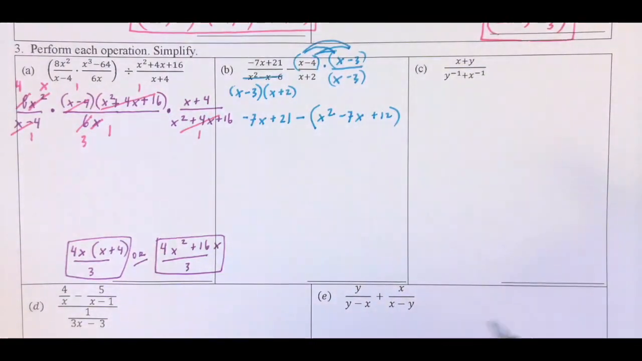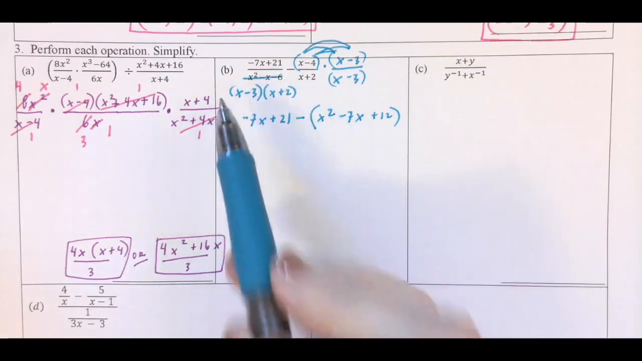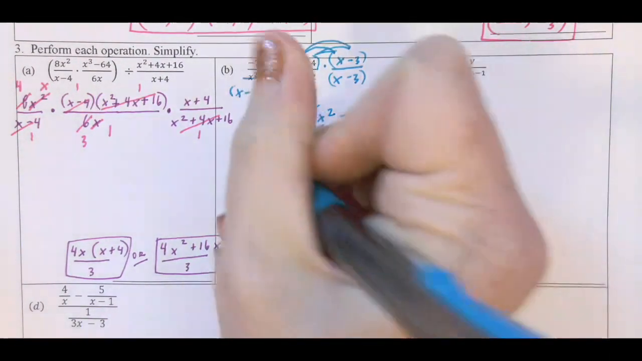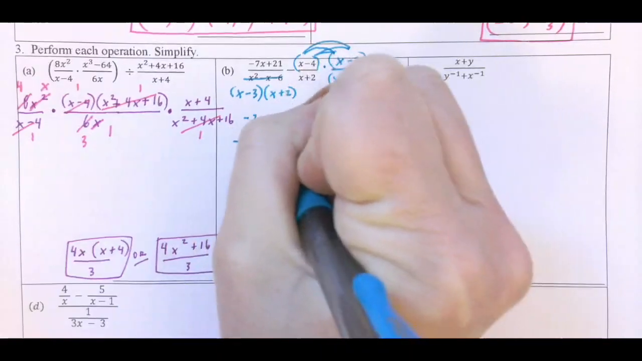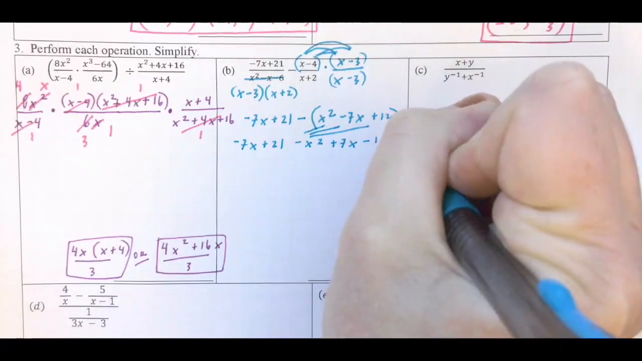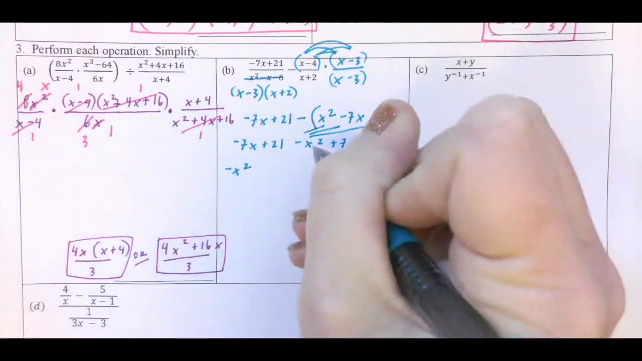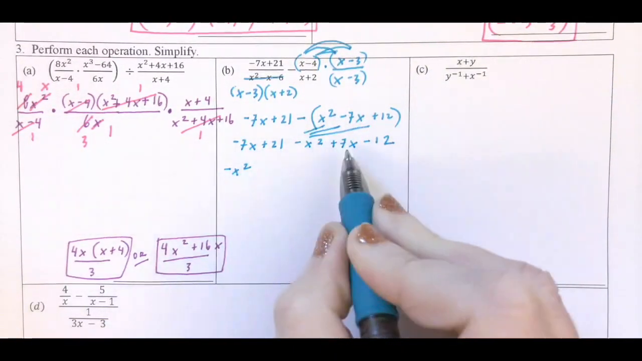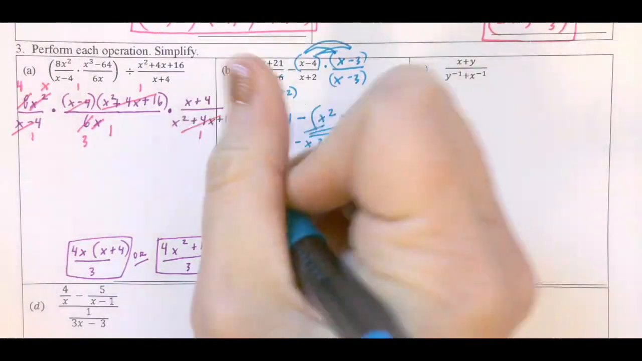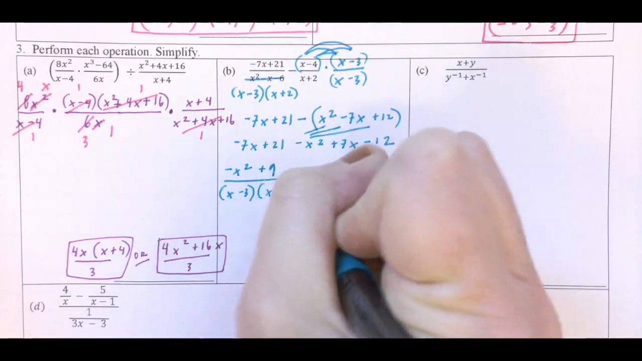I'm going to keep working on the numerator. I know that the denominator is really x minus 3, x plus 2, but I'm going to add that back in just a moment. All right, so distribute that negative. We have negative 7x plus 21 minus x squared plus 7x minus 12. Okay, here, combine the like terms. So I have negative x squared, done. Those 7x's, right, they're opposite, so those cancel away, and then just plus 9. Now I'll put that denominator back in, the x minus 3, x plus 2.